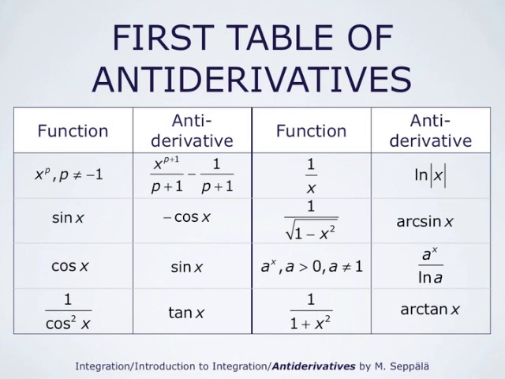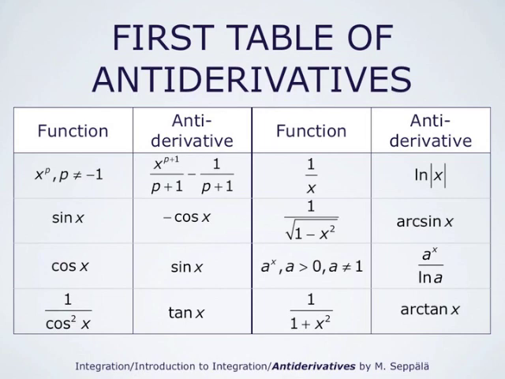An antiderivative of 1 divided by square root of 1 minus x squared is arcsine of x. Antiderivative of cosine is sine. Antiderivative of a to the power x when a is positive and different from 1 is a to the power x divided by log of a. Antiderivative of 1 divided by cos squared of x is tangent of x, and an antiderivative of 1 divided by 1 plus x squared is arctangent of x.